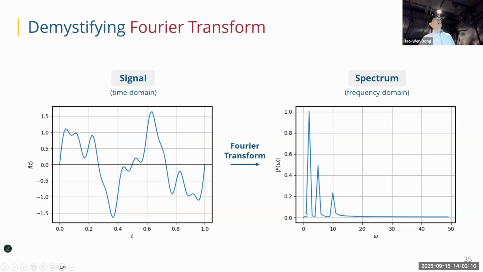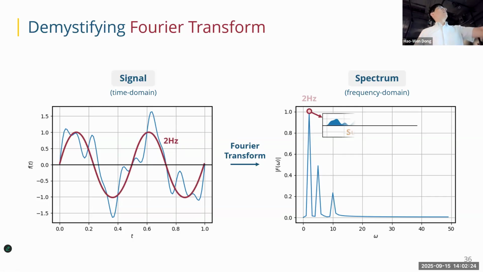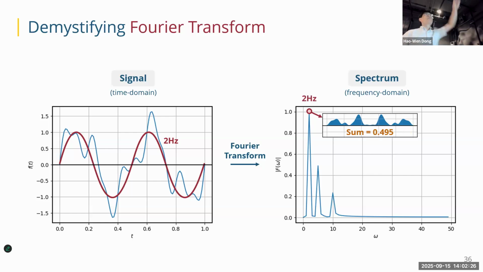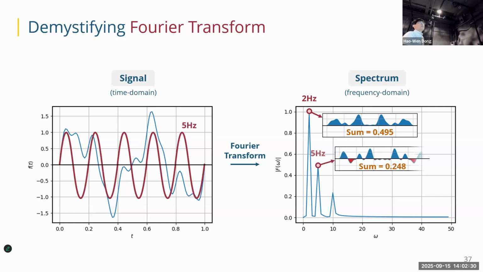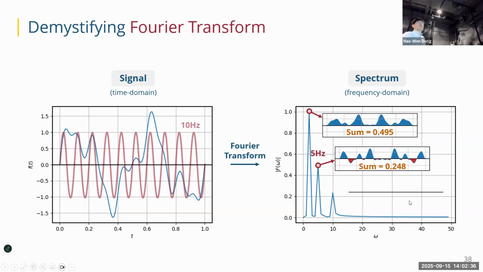So you go from 1, 2, 3, 4, 5, 6, 7, 8, 9, 10, and everything else becomes smaller in amplitude. So you get 2 hertz, and that's how you get that very high peak. And then you do 5 hertz. Now, the sum becomes smaller because there are some negatives.